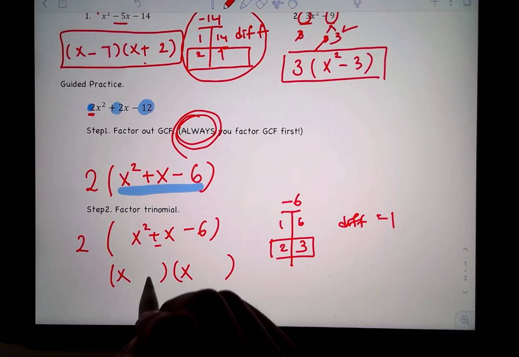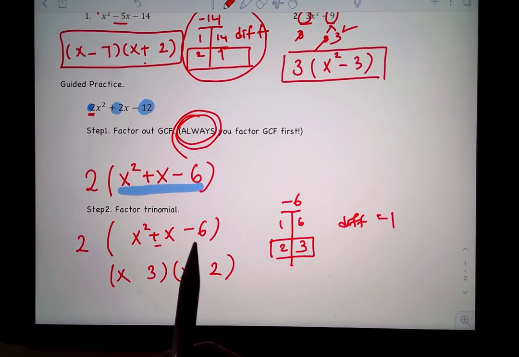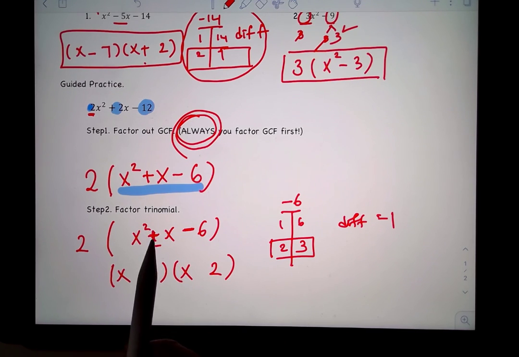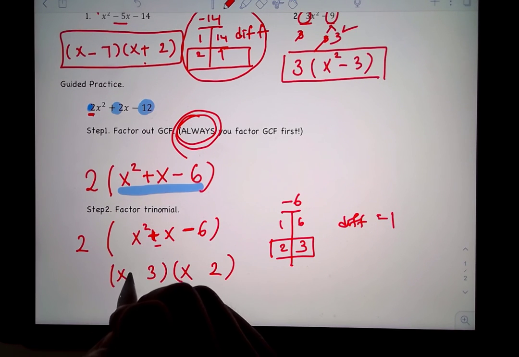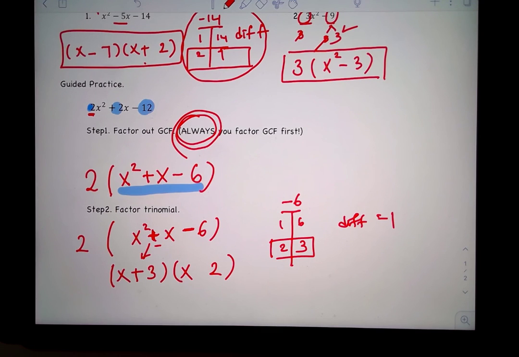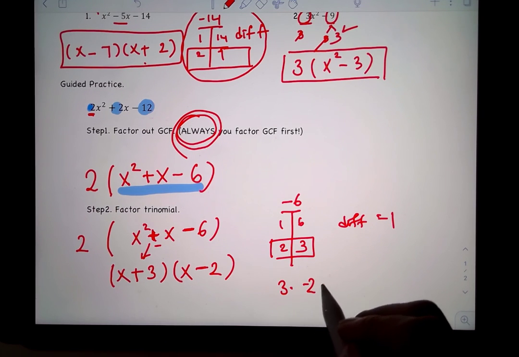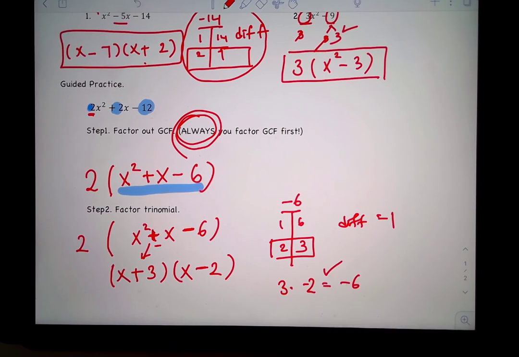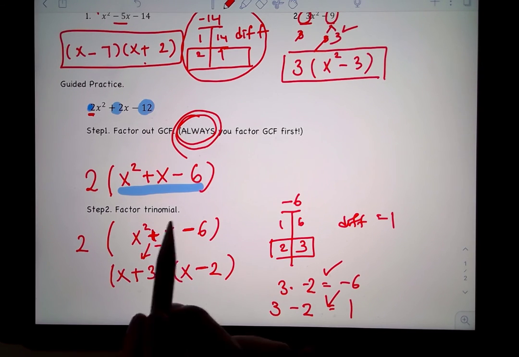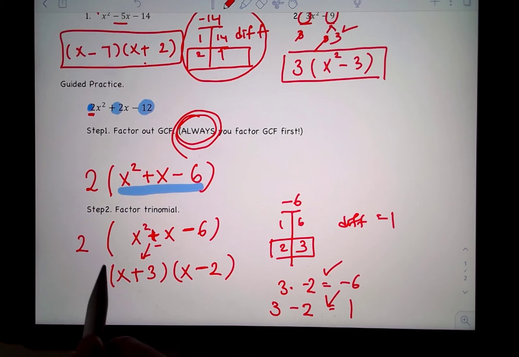(x 3)(x 2). And look, this is minus and that's plus. So you're supposed to get two different signs. The bigger one takes the same sign as B, and the other one is supposed to be negative. And check your answer. Multiply 3 times -2. Is that -6? Yes, it is. You combine it, 3 minus 2. Is that +1? Yes, it is. So you're done. This trinomial, you factor it like this.